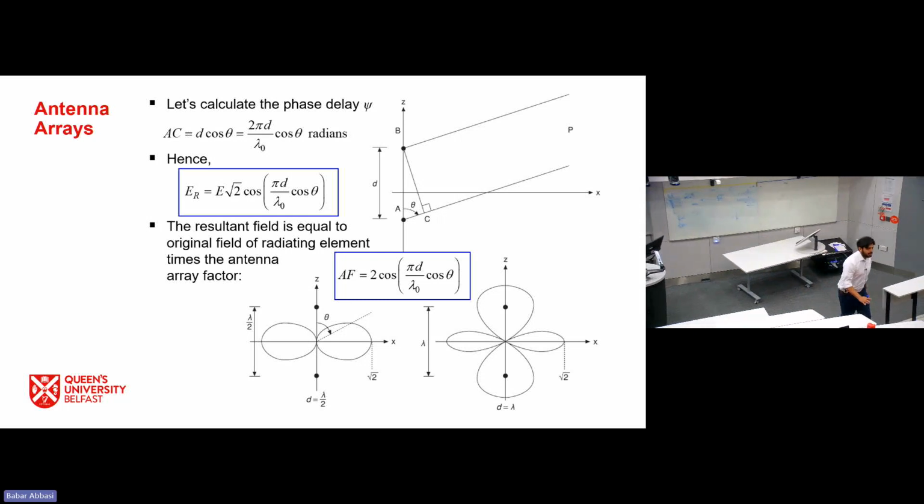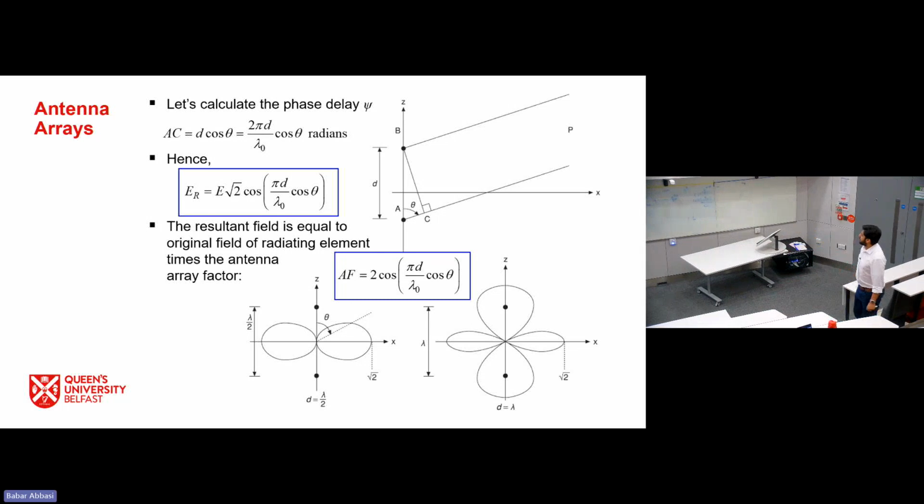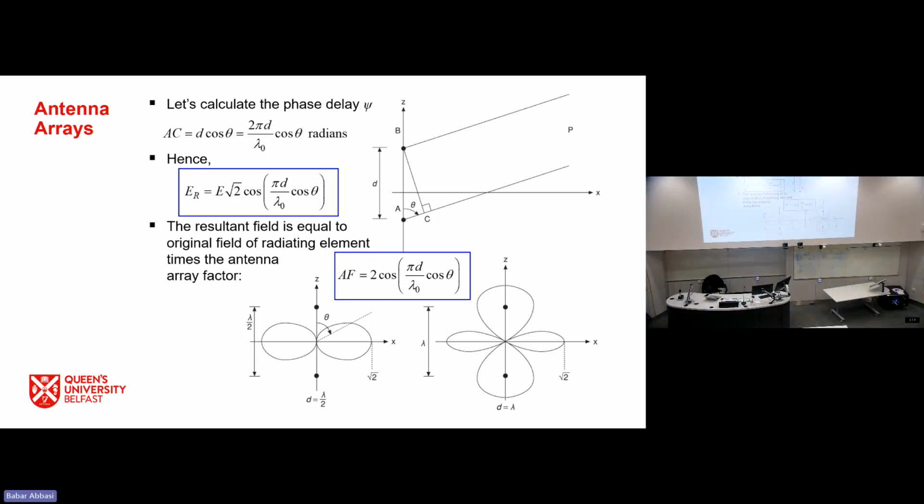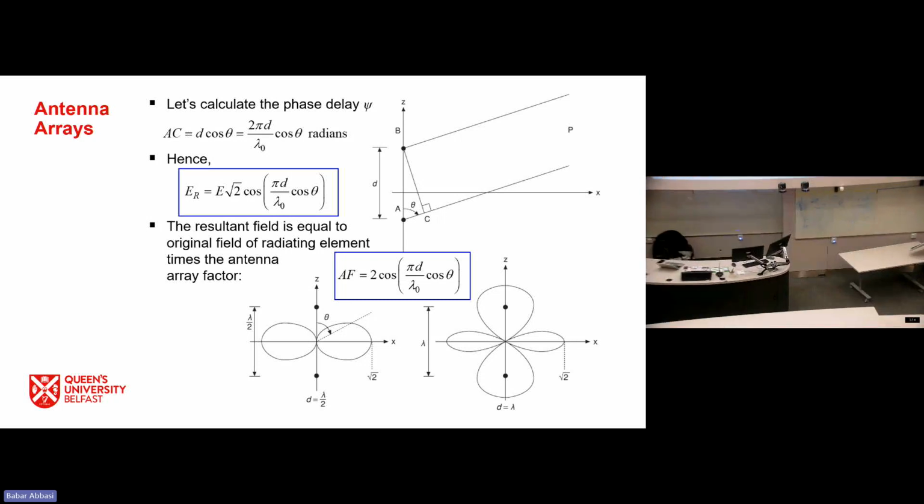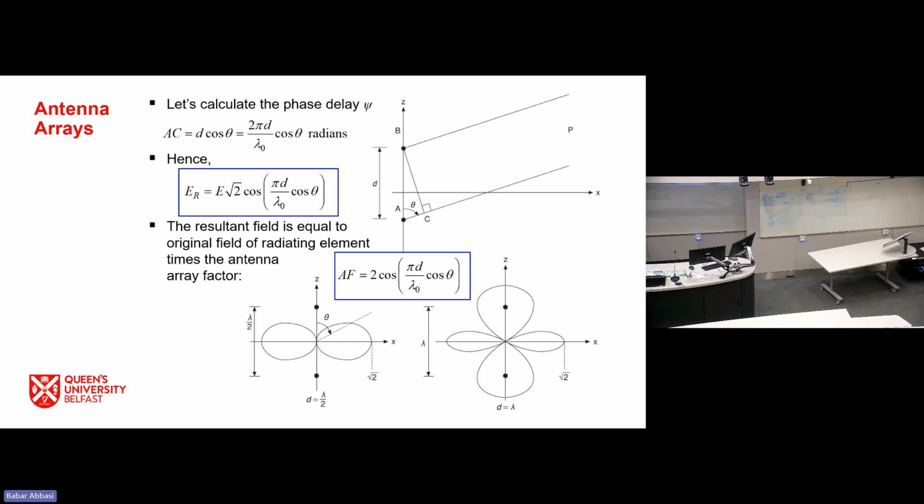And if we plot this particular expression, then the first part, electric field times root 2, is a constant thing. The next part is a function. If I take this function separately, cos of pi d over lambda multiplied by cos theta, within the zone of another cosine function, then this particular factor is called the array factor.